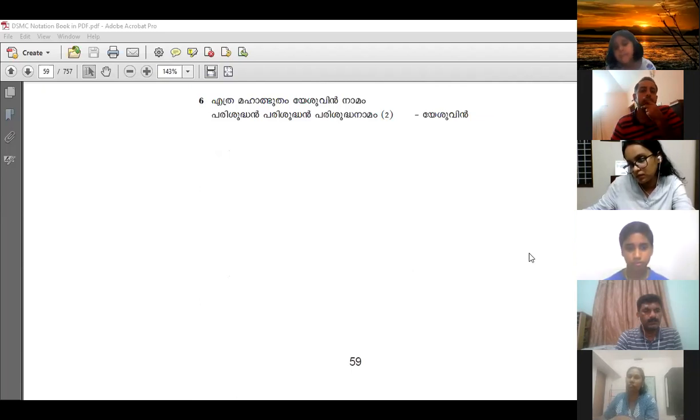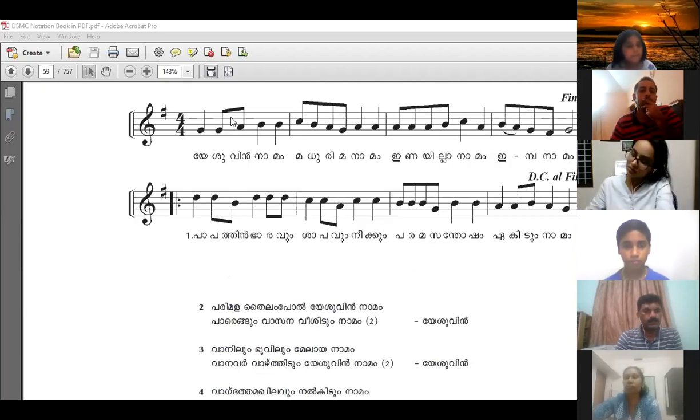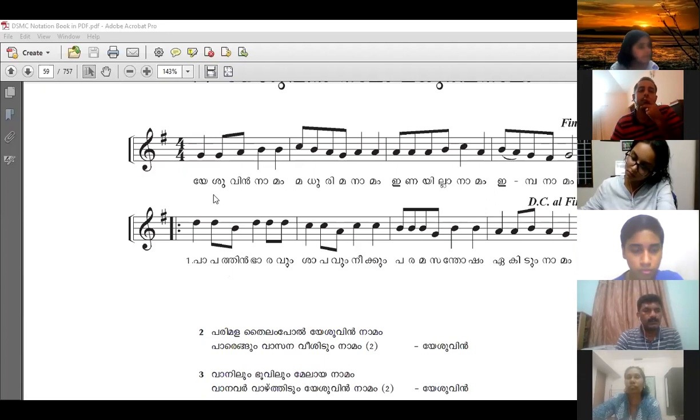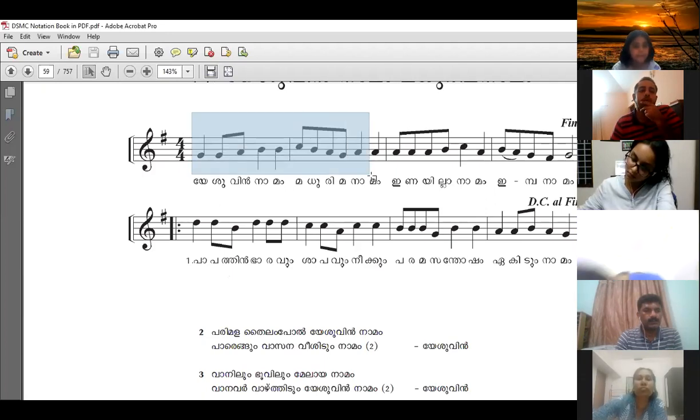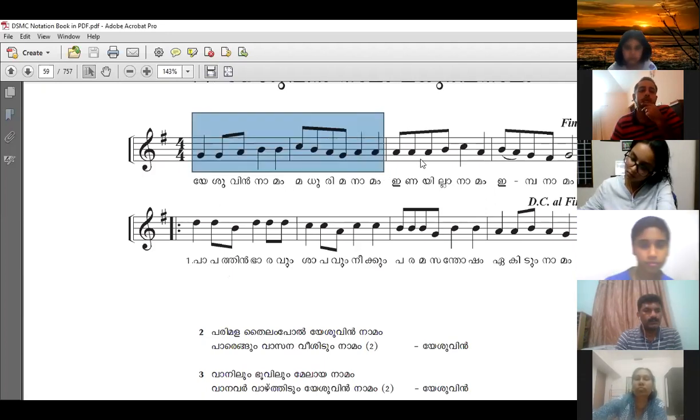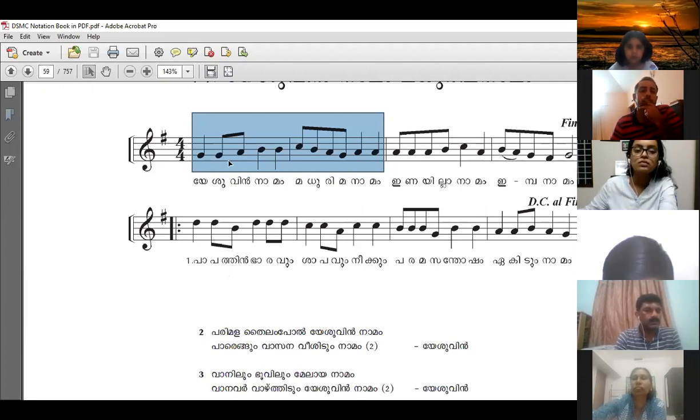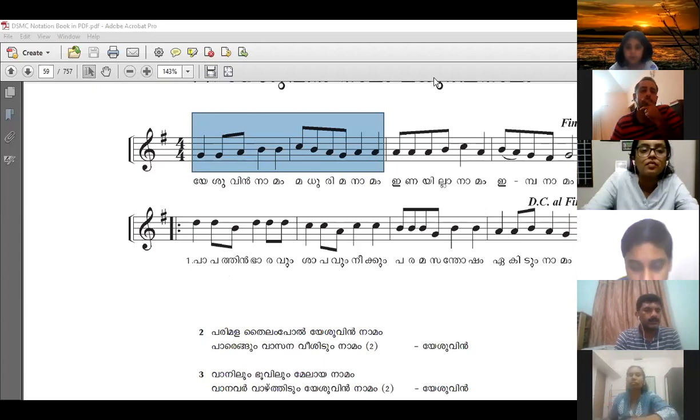Okay, this is an easy song. Let's find the first two bars' notes first to start with. So G, G, A, only the notes. Can you type in the chat? G, G, A, and so on, two bars.